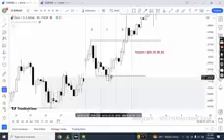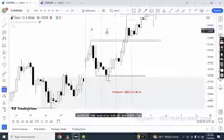Now on Wednesday, we can expect the price action to take out the opposing end of the CRT. Basically, expecting the Wednesday candle to take out the opposing end of the CRT, right? That's what I expected on Wednesday.